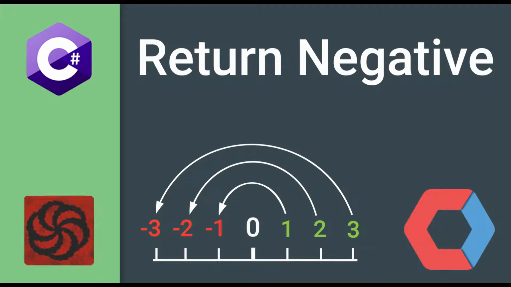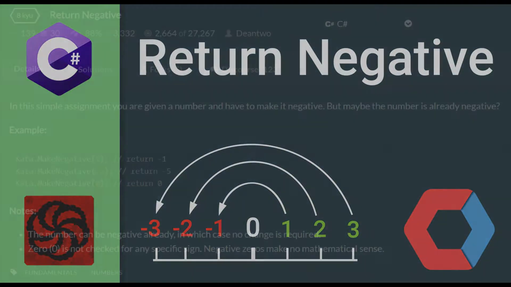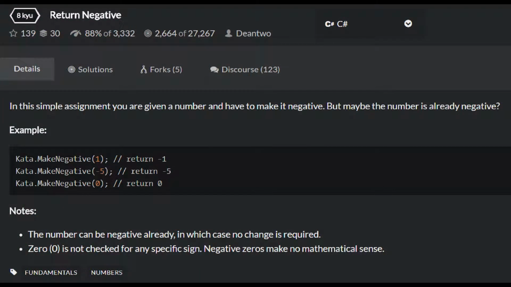Today, in order to get back into coding exercises, I'm gonna start with a very simple assignment, or kata, in C#. So this kata is called Return Negative and was created by Dean2 and published on Codewars. We get some integer and we have to return the negative representation of that number.